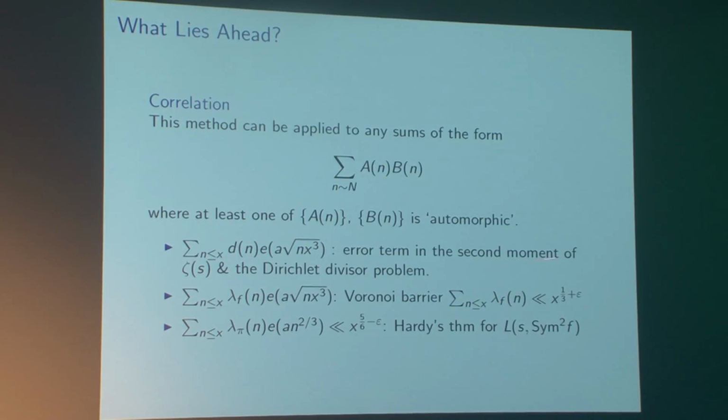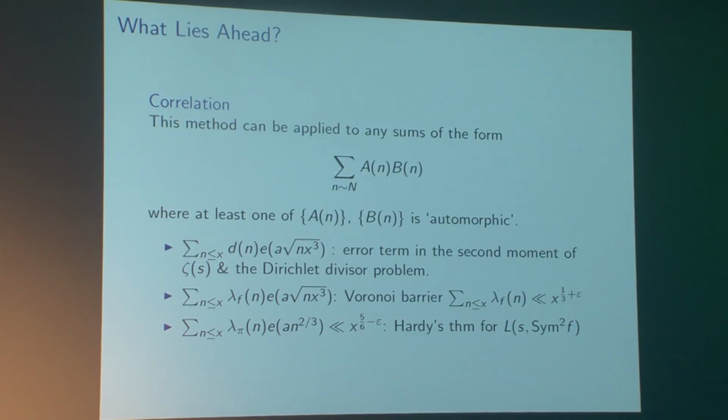If you're looking at the second moment of the Riemann zeta function or the Dirichlet divisor problem, then you end up with sums like this, where d(n) e(square root of n x)^3, where n is going up to x. This is a bad GL1 oscillation, not automorphic, but this is automorphic. So you can try to use that, and probably you'll get something beyond what is known in these two cases.